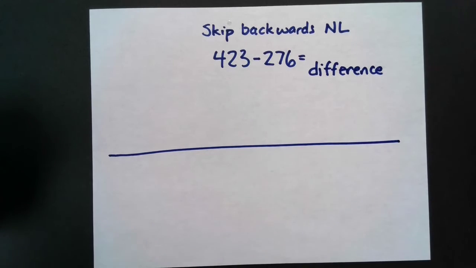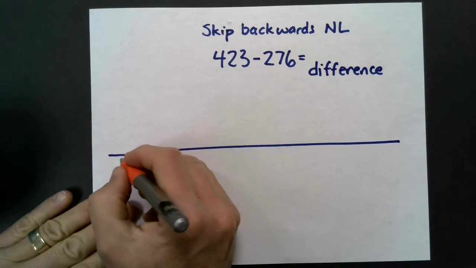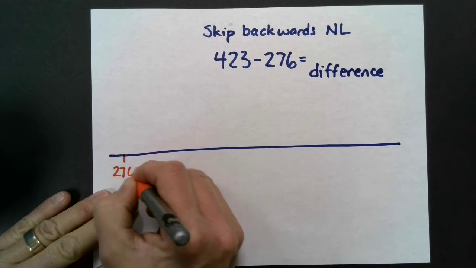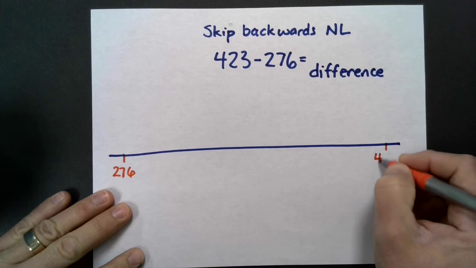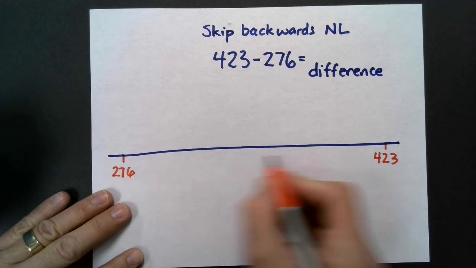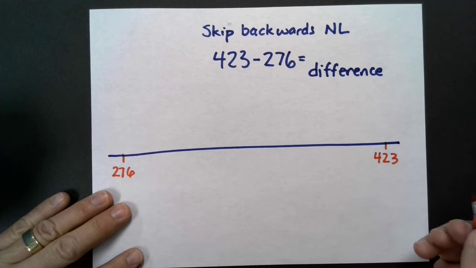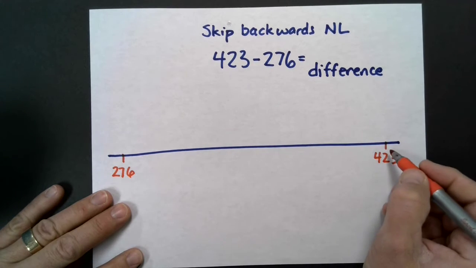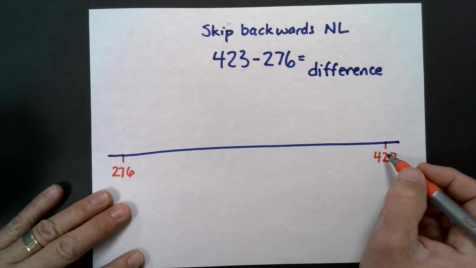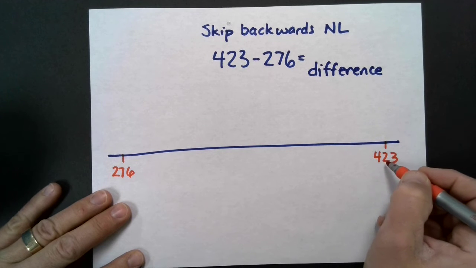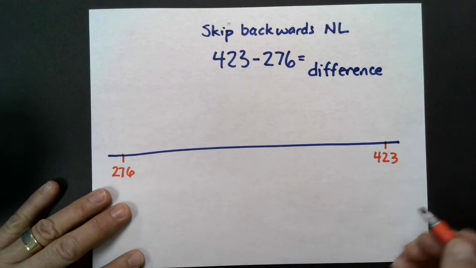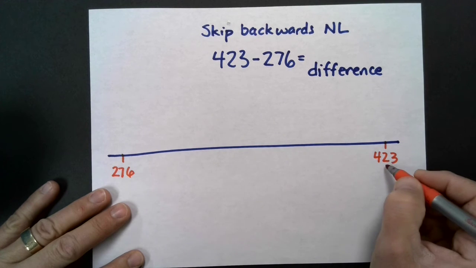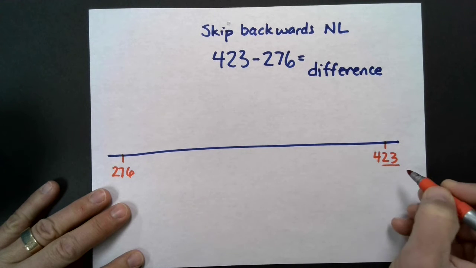Whenever we use a number line, we always want to make sure that we put the smaller number on the left-hand side and the larger number on the right-hand side, because we read from left to right going forward on the number line. So when I skip backwards, I'm going to be thinking about my numbers, and I'm going to be skipping starting from 423, and I'm going to be subtracting to get to 276. So I can see that there are 23 in 423.